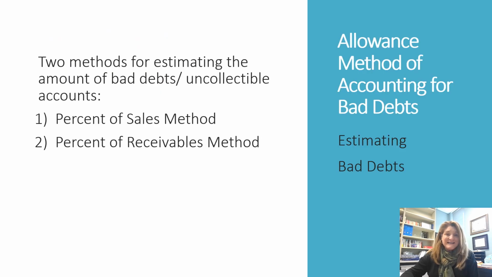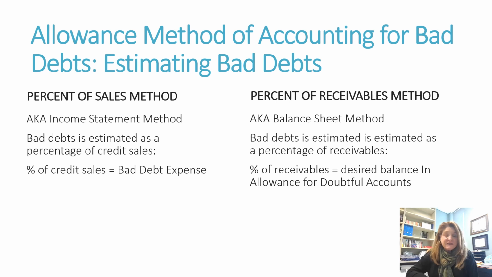So in terms of estimating the amount of bad debts, there are two different ways to do this. One is known as the percent of sales method. The other one is known as the percent of receivables method. So if we're using the allowance method, we know that we're going to need to estimate bad debts at the end of the period. One way, percent of sales method, is also known as the income statement method. And in this method, the bad debts is estimated as a percentage of credit sales. So you'll be given the percent of credit sales, you multiply it times credit sales, and that's going to give you your estimate of bad debts expense.